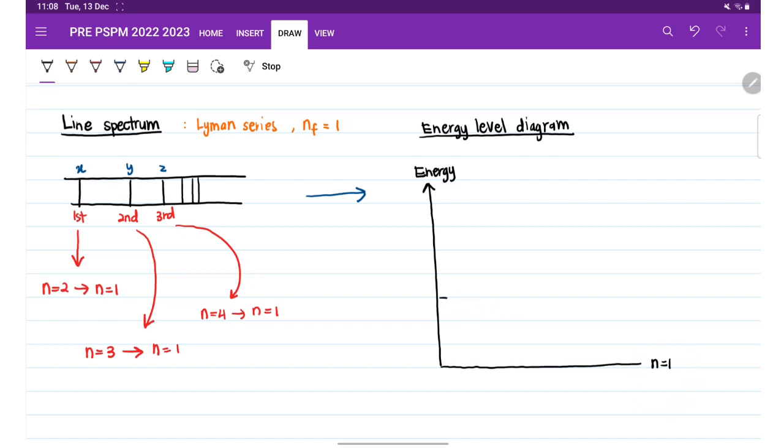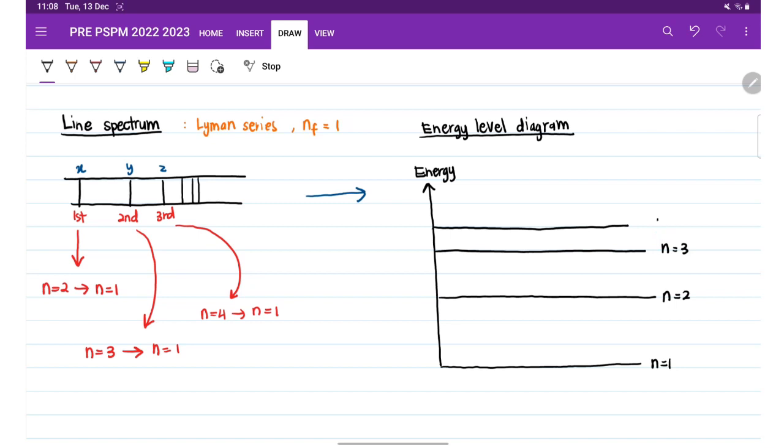Okay, and then awak akan buat satu line. Kiranya awak akan buat satu line yang jarak dia jauh, n1, n2. Okay, kemudian n3. And as the energy level increase, what you can see is, jarak antara setiap energy level tu akan berkurang. Okay, so it will be something like this lah. So n equals to 5.